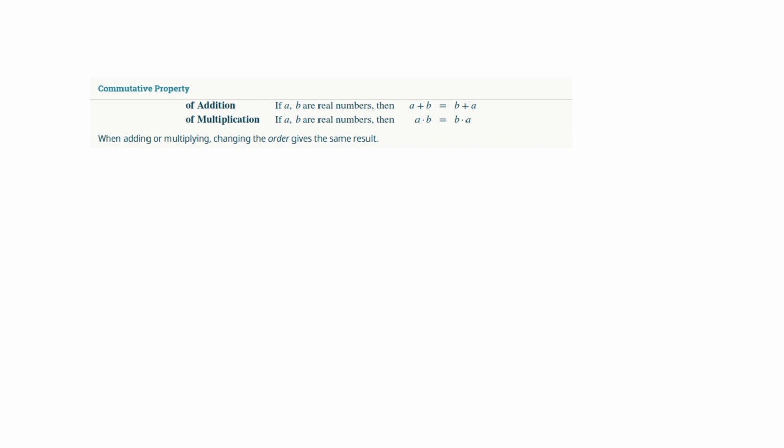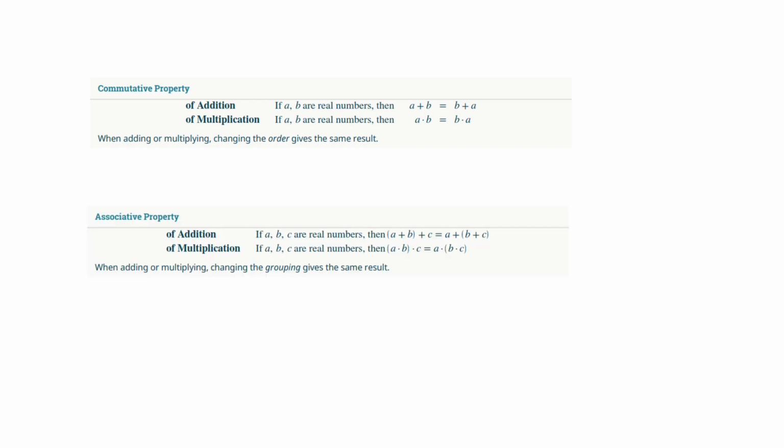But the basic idea, for both of these here, is called the commutative property. It just means it doesn't matter the order in which you add, and it doesn't matter the order in which you multiply, you get the same result.